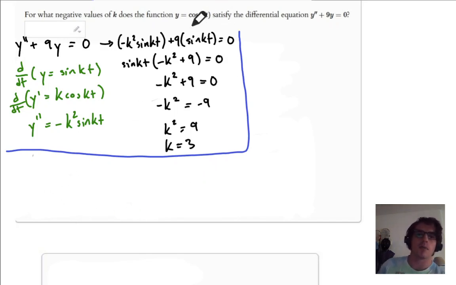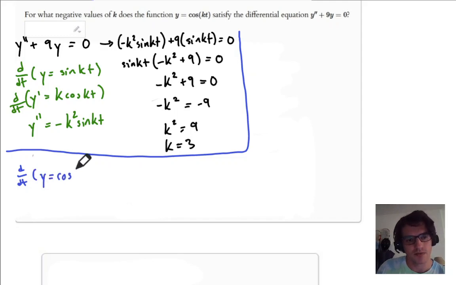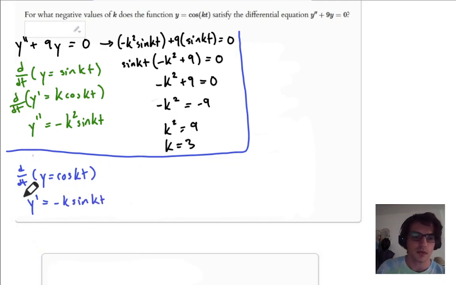Okay. Y equals cosine kt, satisfying the same differential equation. So I'm just going to go ahead and start taking the derivatives of y equals cosine kt. We're going to use the same method. Y prime equals negative sine kt, once again times k. And d/dt again, y double prime equals negative k squared cosine kt.